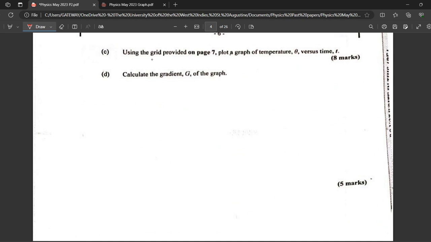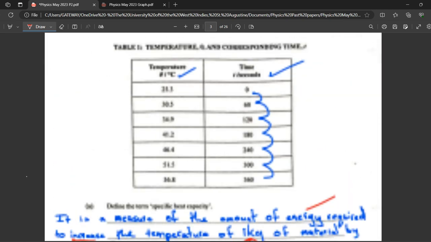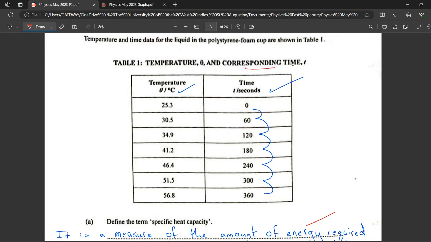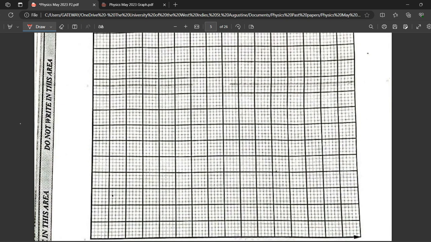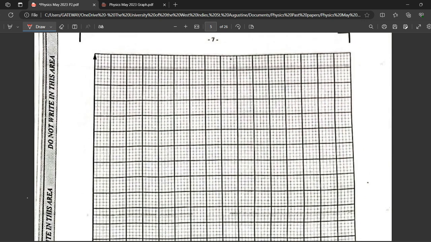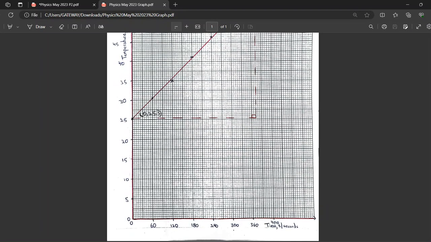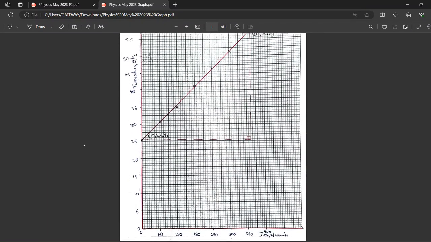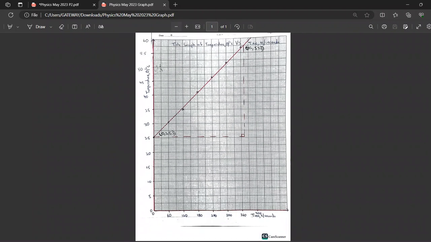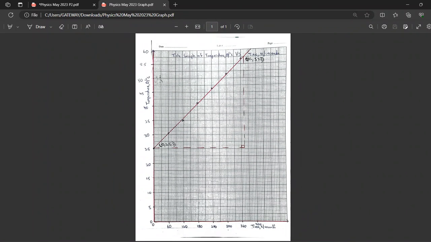So that's that there. They say using the grid provided on page 7, plot a graph of temperature versus time. Well, they will be using the data from this table here. So what I did, I couldn't really see properly to draw on this, so I used my own graph paper here and drew my graph. Right? So I'm just going to run through things that you would be getting marks for, things to look out for.